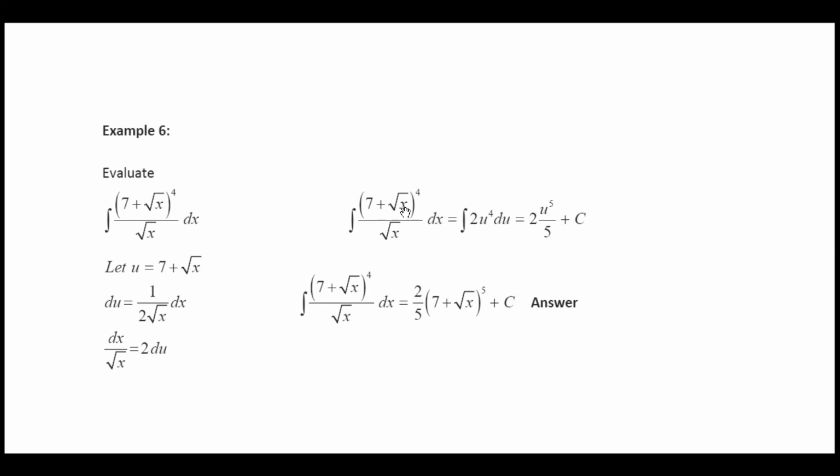Okay, so in the place of dx over the square root of x, we put a 2 du, and u here, and now we integrate. And when we integrate this thing, we get u to the fifth over 5, which is 2/5, and then sub back in, and we get the correct answer here.